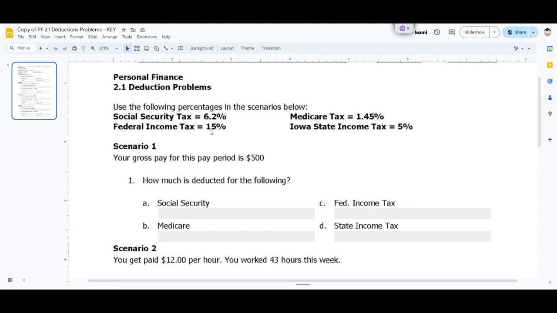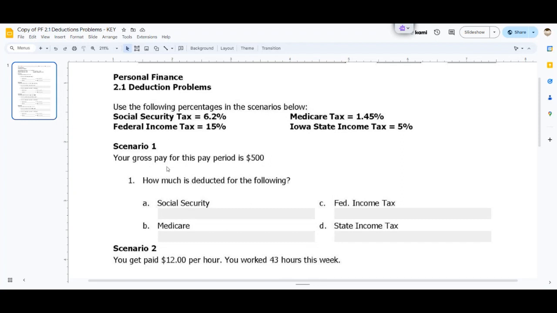We're using 15% just as a placeholder. It's a really good estimate of what most individuals pay. Same thing for the Iowa state tax. Okay, we're a progressive tax until 2026. We're going to use 5% as our average placeholder for that.